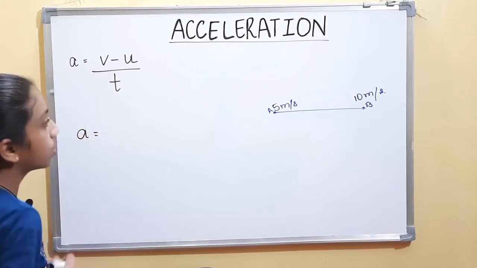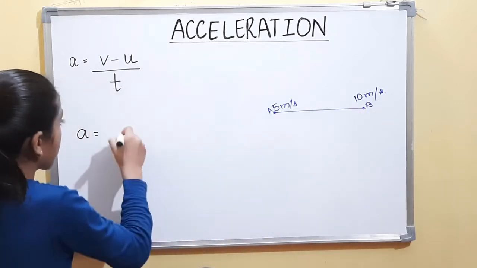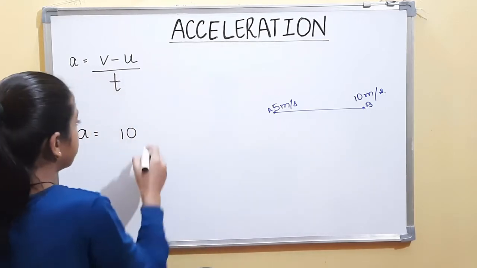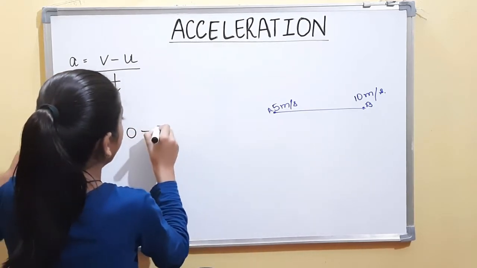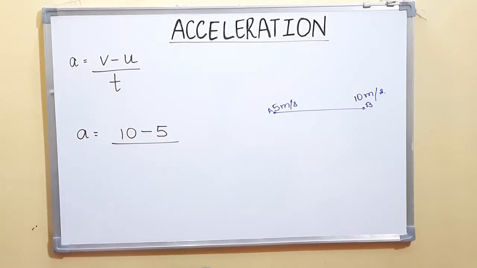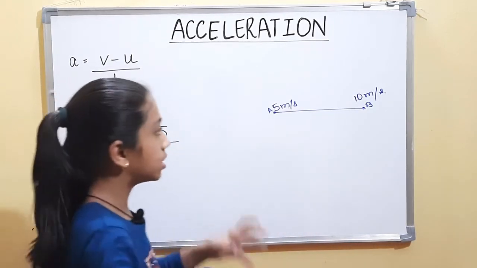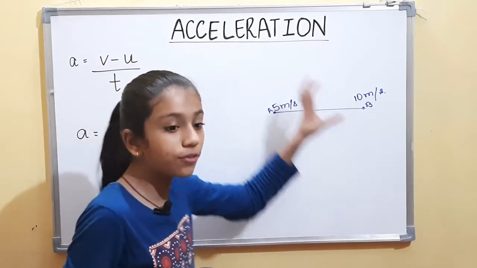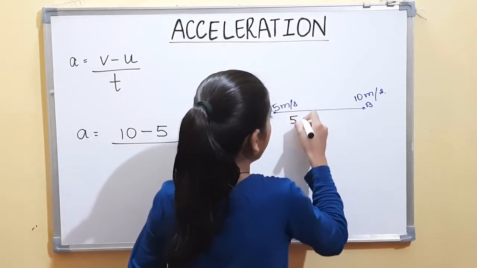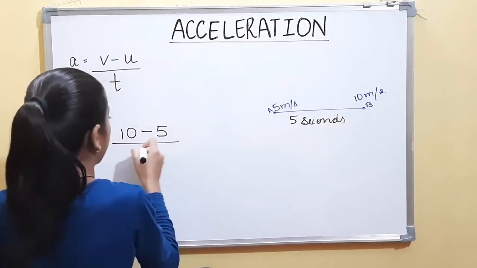Now, let's substitute the numbers in the formula. A is equal to, so my final velocity is what? 10 meter per second. 10. And the initial velocity 5 meter per second, minus 5. Let's take the time. So we will take the time in seconds in which I changed my velocity from 5 meter per second to 10 meter per second. So let's take 5 seconds. So time taken is 5 seconds.